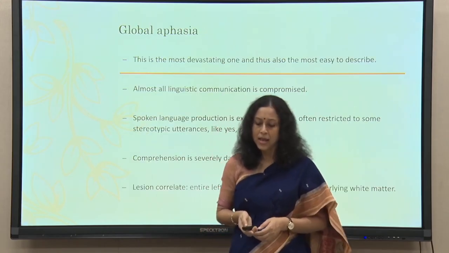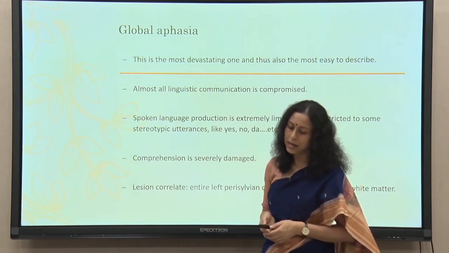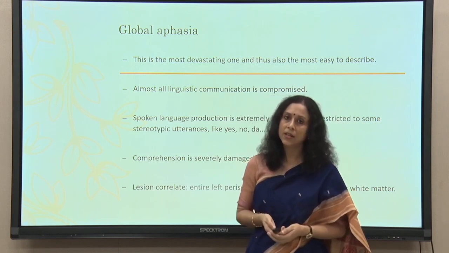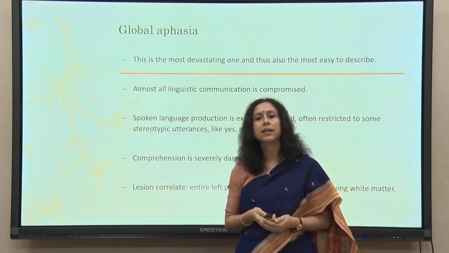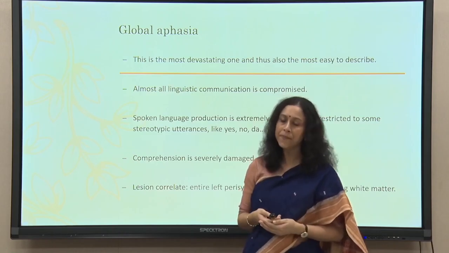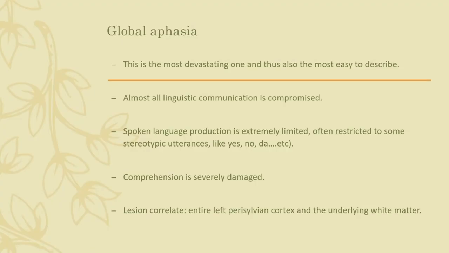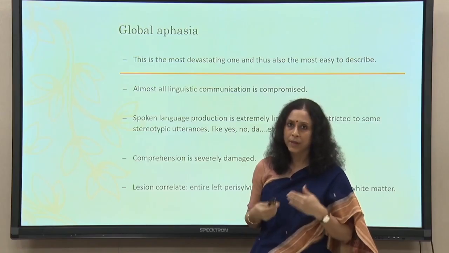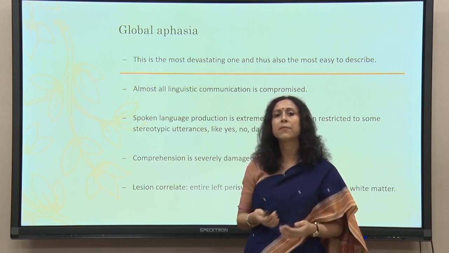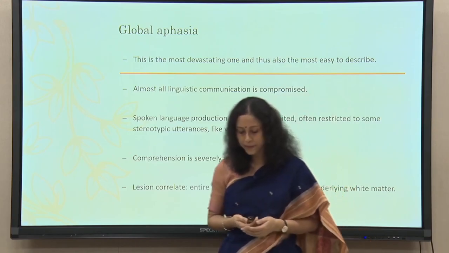The fourth type of aphasia that we will be looking at now is global aphasia. As the name suggests, this is the most severe and most devastating type of aphasia, and it is also the easiest to describe because this is an aphasia where almost all language functions are disrupted. All kinds of communication are compromised. Spoken language production is extremely limited, often restricted to some typical utterances like yes, no, da and so on. Because the production repertoire is so restricted, they make some prosodic changes to those same words and try to use them for various purposes.